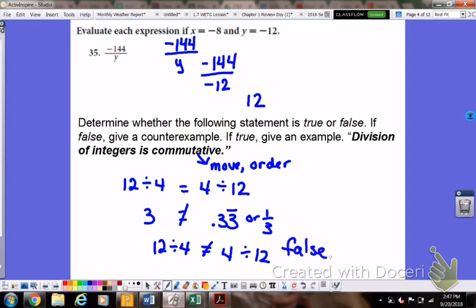You could have used any numbers there, as long as they are different numbers. You could do 4 divided by 4 because that's 1 either way. All right, guys, there is your lesson for sections 4 and 5.